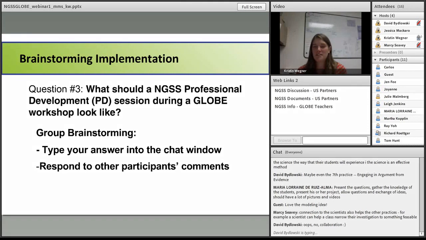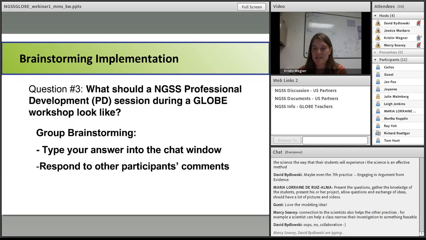So it sounds also like a case study of showing what the teachers have done, but really having it engaging so people can really get into it and understand it. The guest says, love the modeling idea. So it sounds like we have to have the teachers in these PD sessions or the partners in Globe trainings actually go through the framework and actually go through aligning it as an exercise.